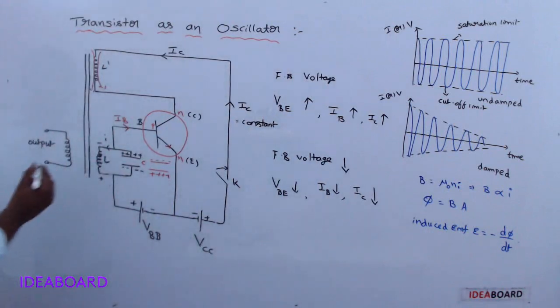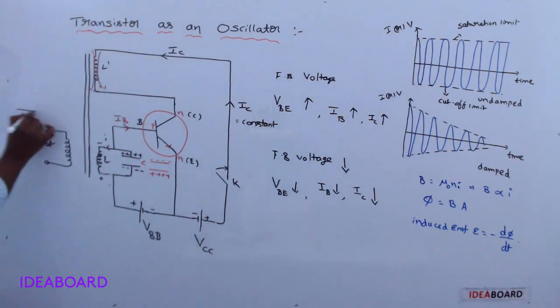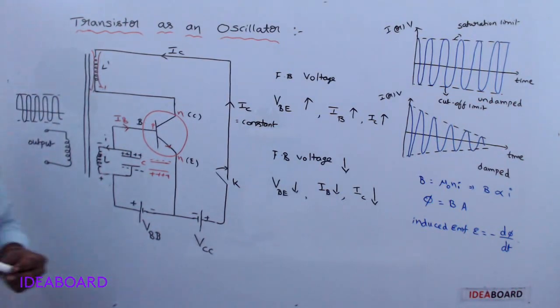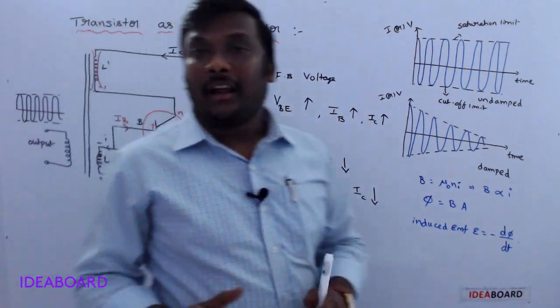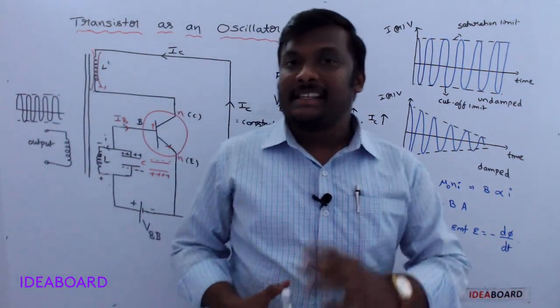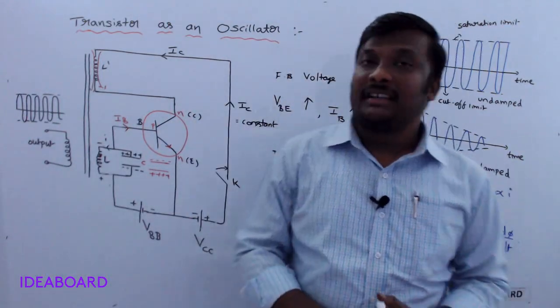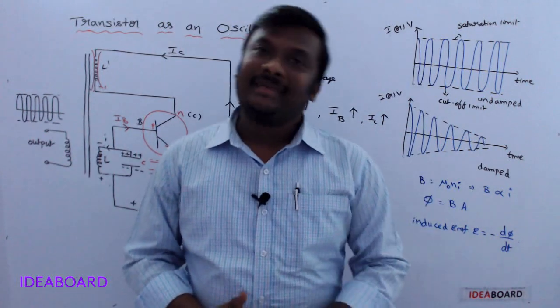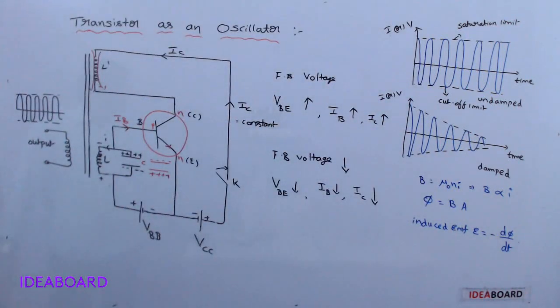Understand? So what did you get? Across the output, we got undamped waves. These undamped waves are called electromagnetic waves or electrical oscillations. Electrical oscillations are electromagnetic waves. This is about the transistor as an oscillator. Clear? Thank you. Please note it down.